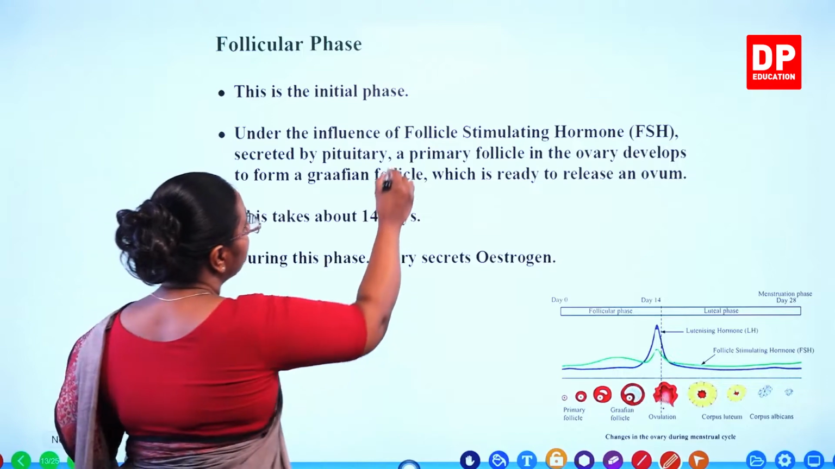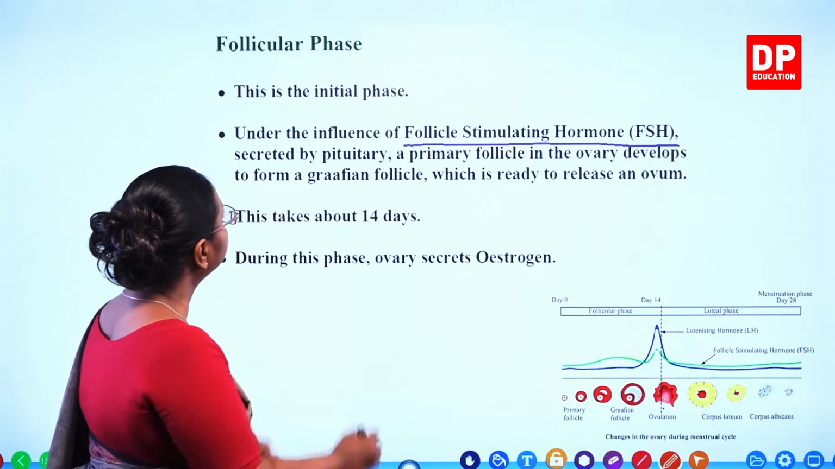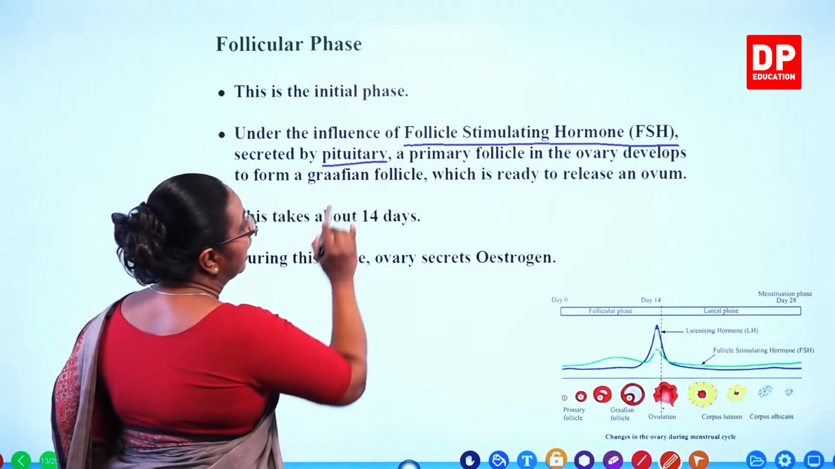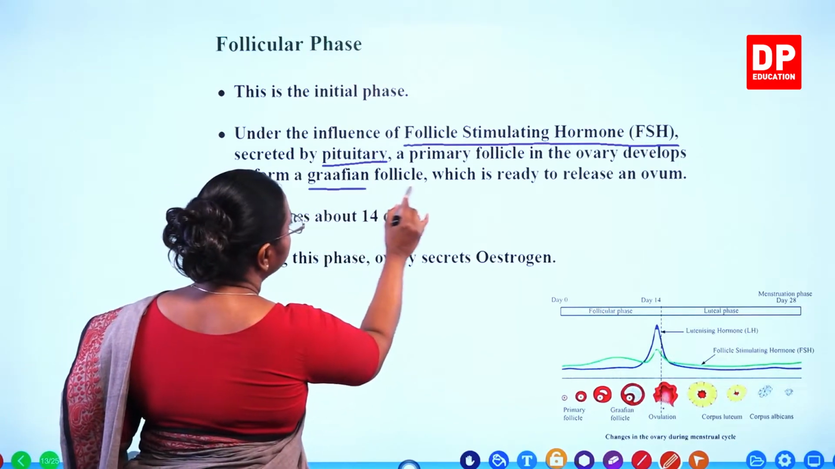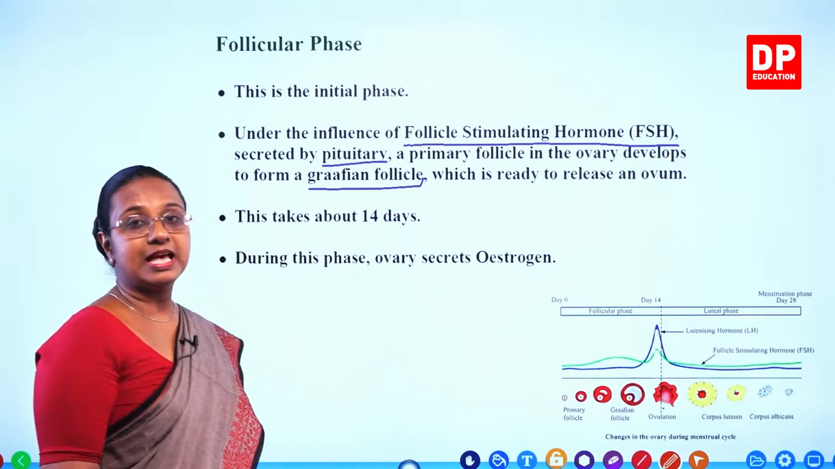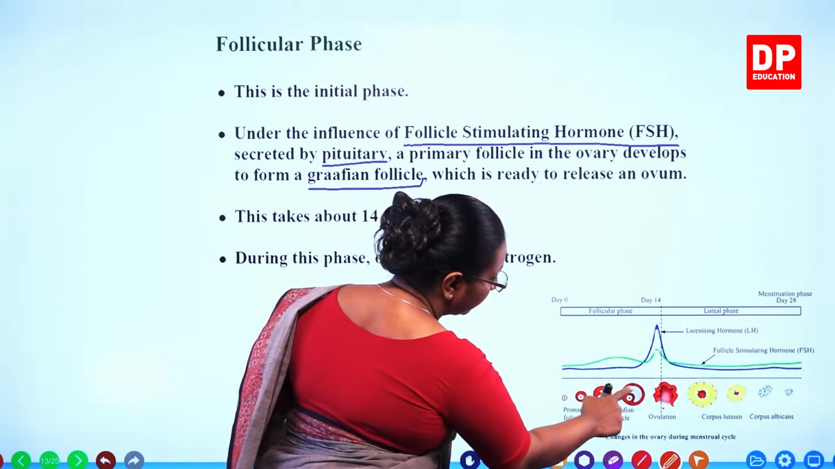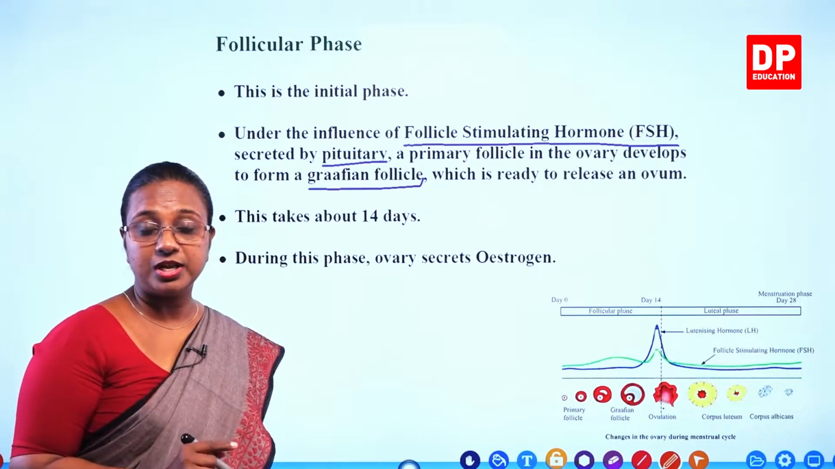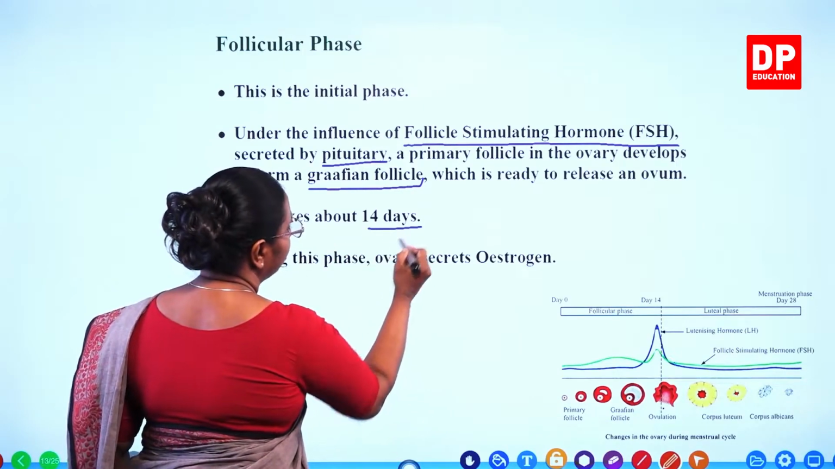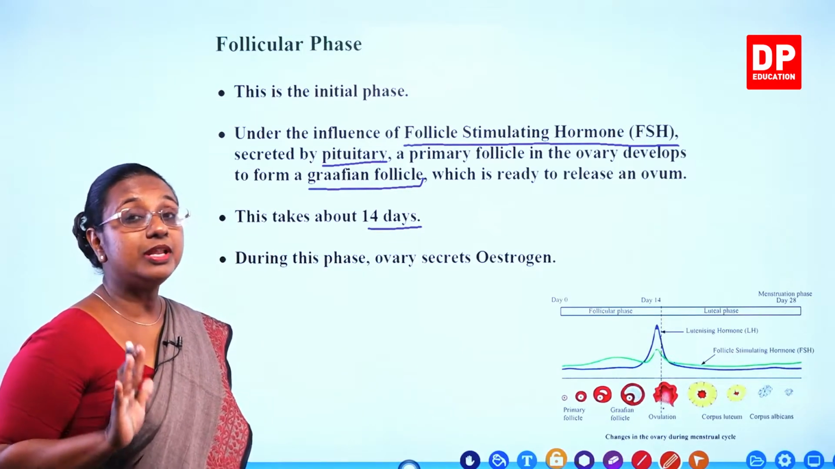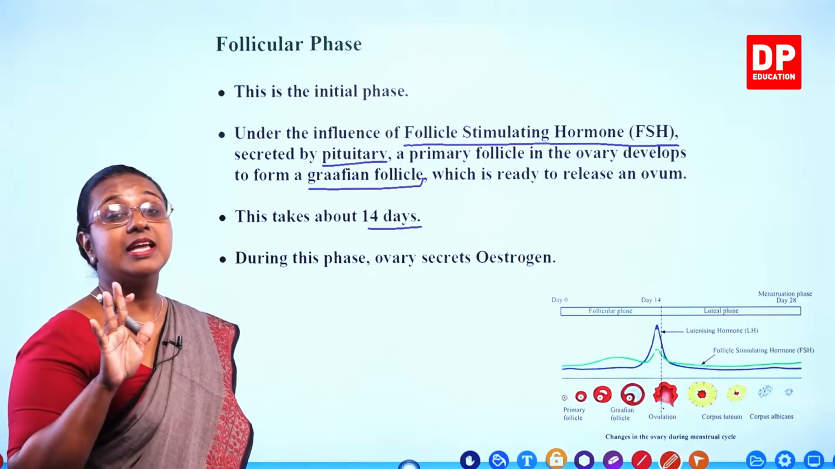Under the influence of follicle stimulating hormone, FSH, secreted by the pituitary, a primary follicle in the ovary develops to form a Graafian follicle which is ready to release an ovum. If you look at the picture, students, you can see the primary follicle develops to form the Graafian follicle which is ready to release the ovum. This takes about 14 days. And during this time, the ovary also secretes a hormone. It secretes estrogen.